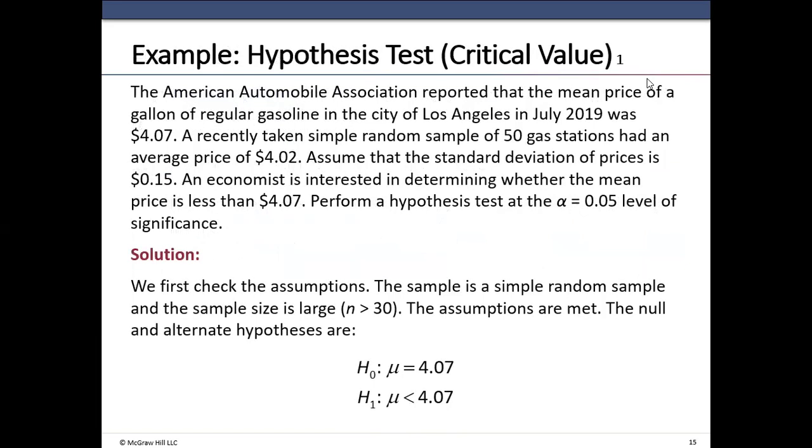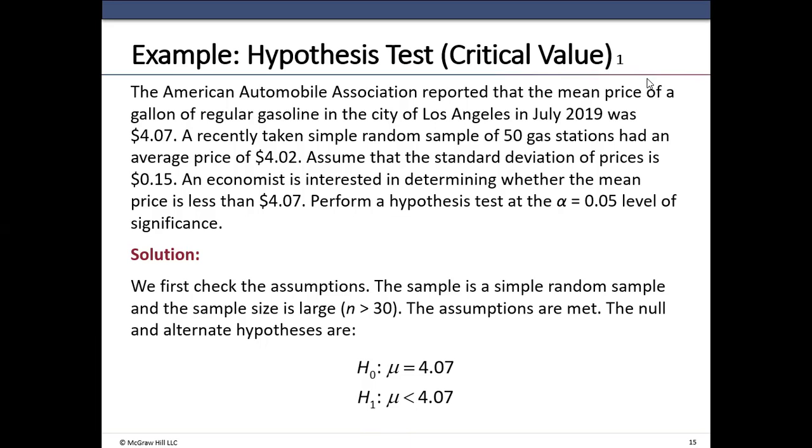So, the American Automobile Association reported that the mean price of regular gasoline in the city of Los Angeles in July 2019 was $4.07. A recently taken simple random sample of 50 gas stations had an average price of 4.02. Assume that the standard deviation of prices is 0.15. An economist is interested in determining whether the mean price is less than 4.07, so the alternate is mu less than 4.07. Perform a hypothesis test at alpha equal to 0.05 level of significance.